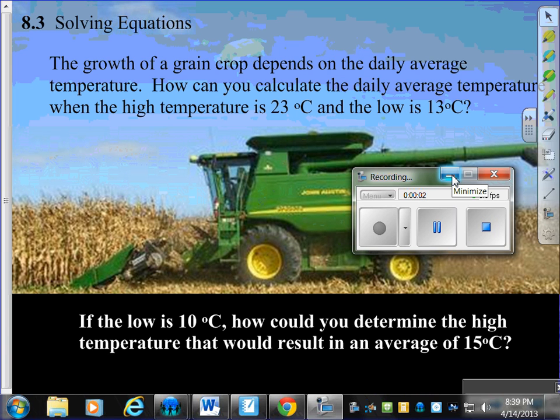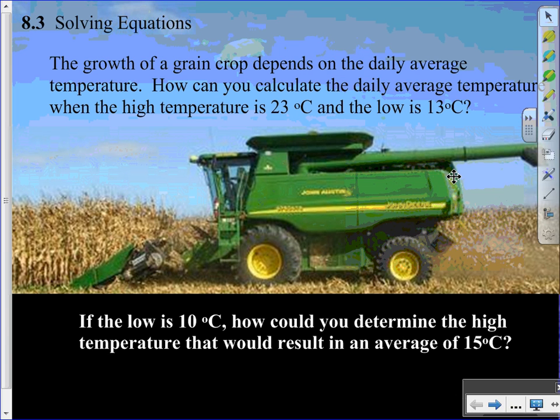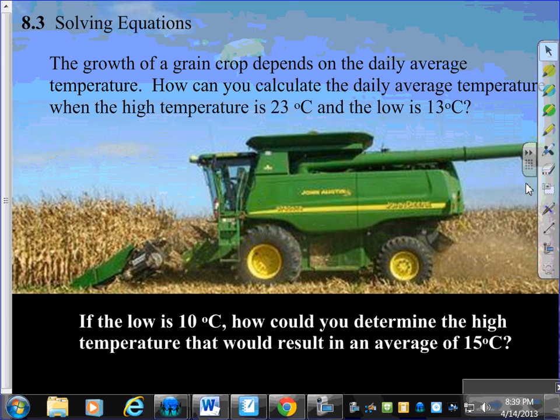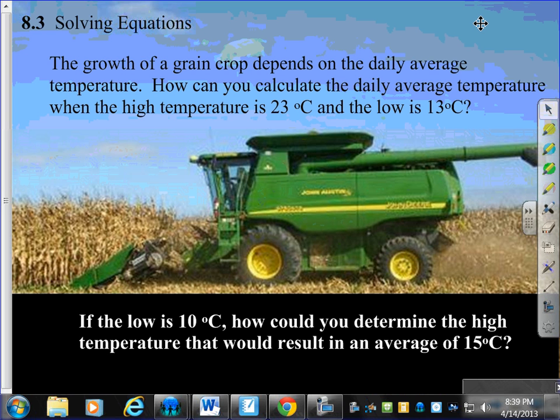Well, grade 9, welcome to section 8.3, which is just a continuation of all the stuff that we've been doing in chapter 8. And everything is based on equations. And today is going to be no different. We are simply going to add another level to the equations that we are able to solve.